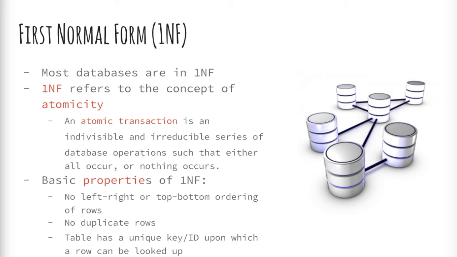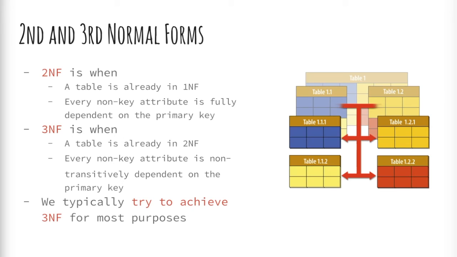In first normal form, rows do not have an order. There are no duplicate entries, and there is a primary key or unique identifier upon which rows can be looked up. Sometimes we use a combination of variables to refer to the primary key. This is known as a composite key.